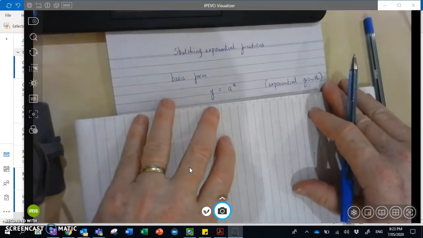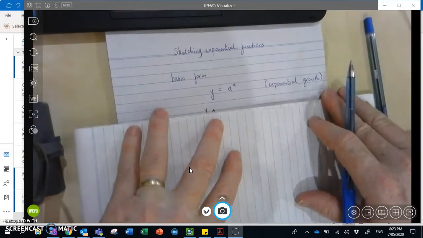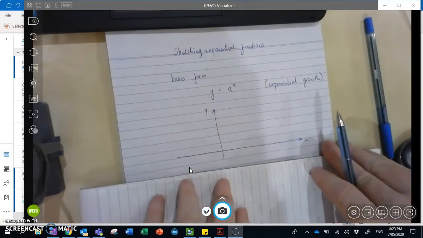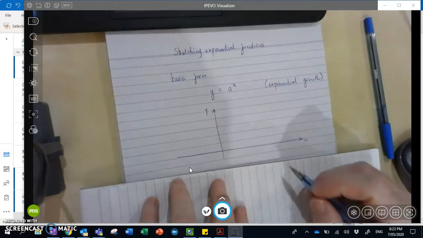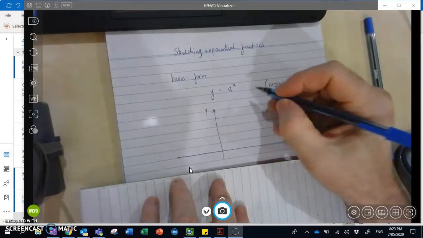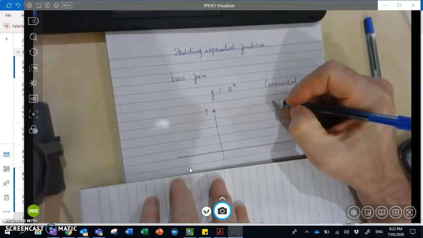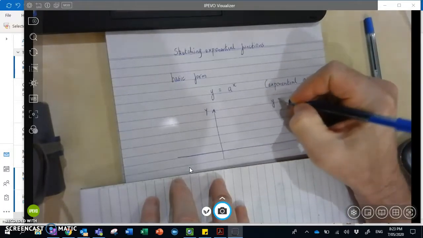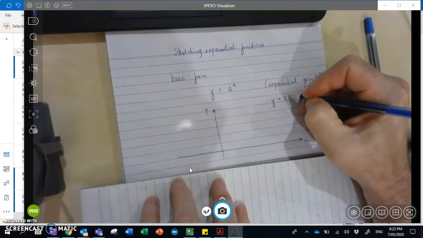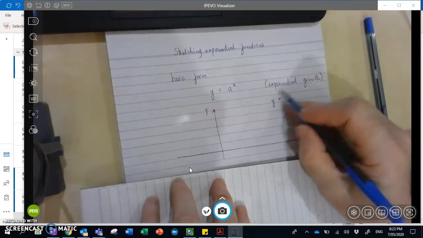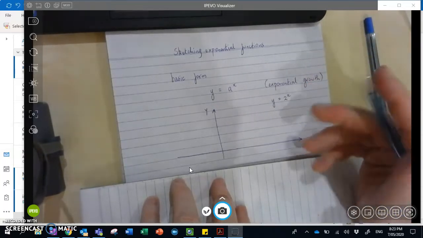Okay, so what does it look like and how do we actually graph these things? Let's have a look. We will look at a very basic graph. We might look at sketching, say, something like y equals 2 to the power x, and see how that would actually work.